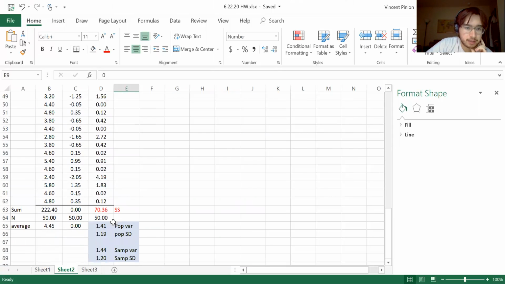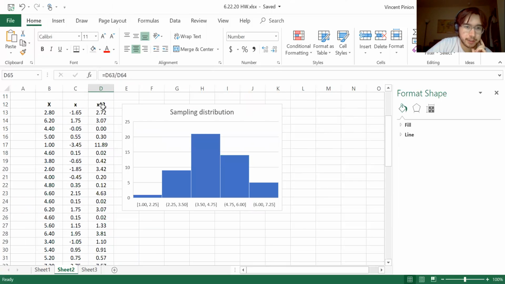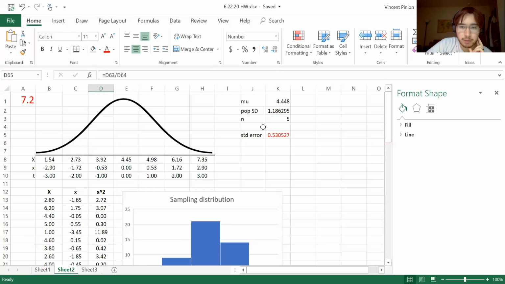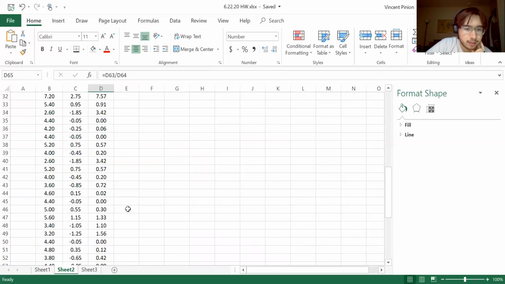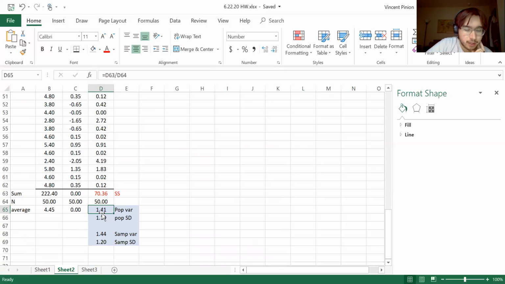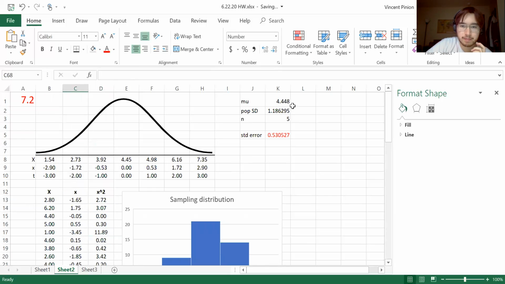He wants that number right there. The average of these squared numbers, otherwise known as a mean square. It's population. Oh, wait. No. I'm talking about population variance. No, excuse me, population deviation. So population standard deviation, which is the square root of the population variance. That's 1.19. So that goes there.